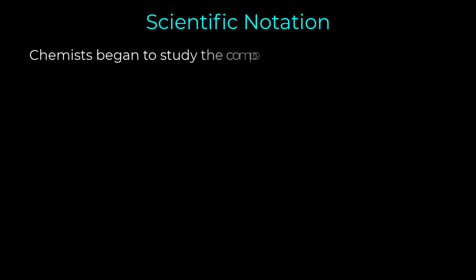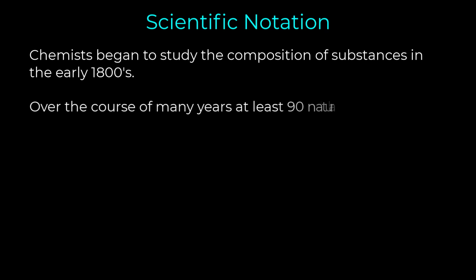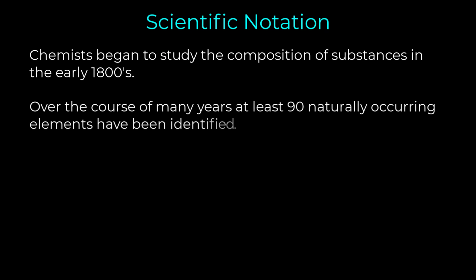Chemists began to study the composition of substances in earnest in the early 1800s. Over the course of many years, at least 90 naturally occurring elements have been identified. I say at least 90 since, even today, there is no universal consensus as to whether other elements, which have been created in a lab, actually exist in nature. It is agreed, though, that if they do, they are exceedingly rare and exceedingly short-lived.